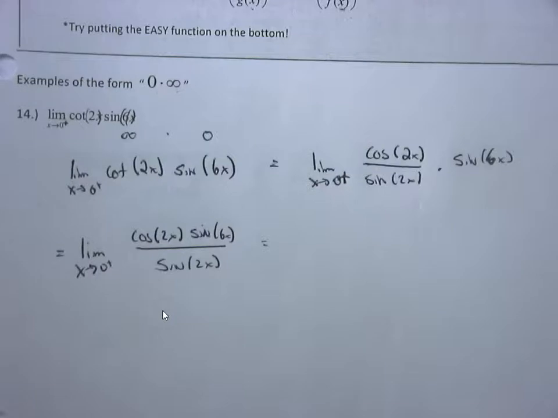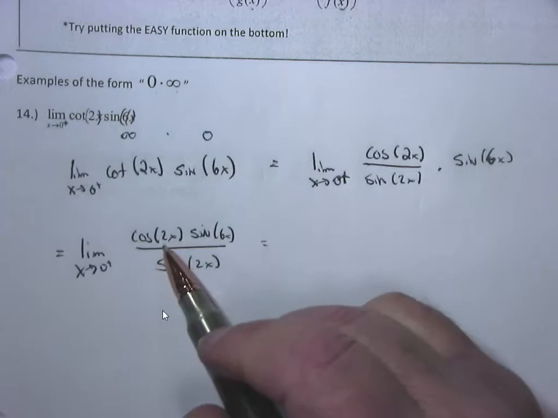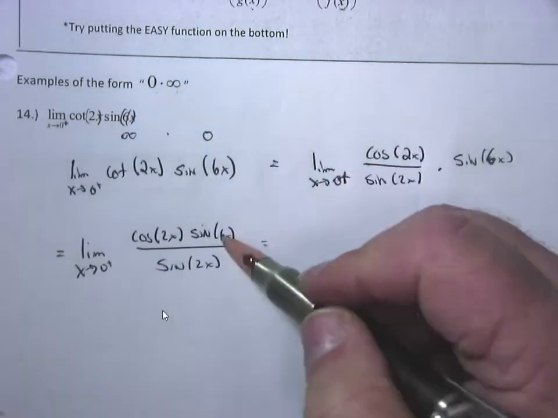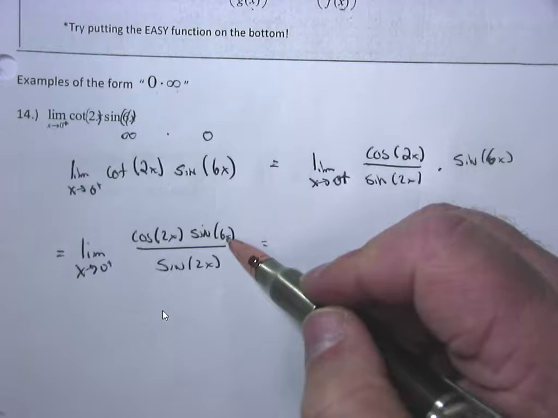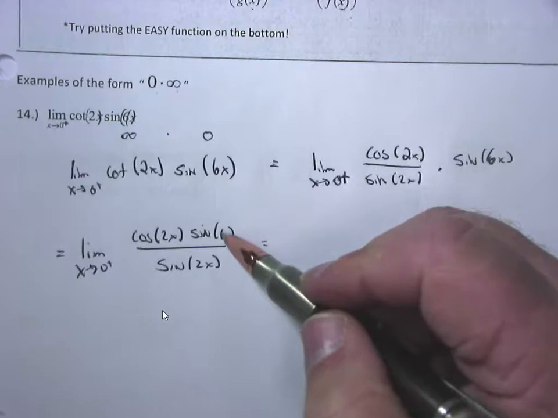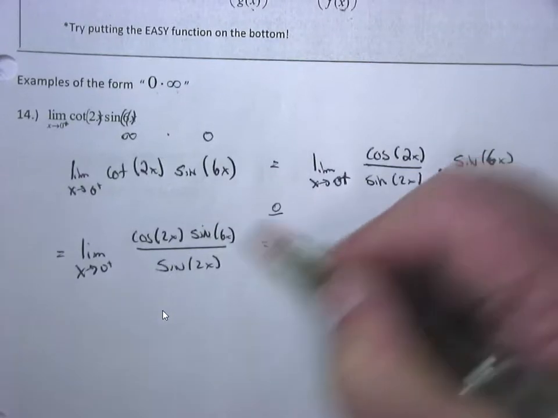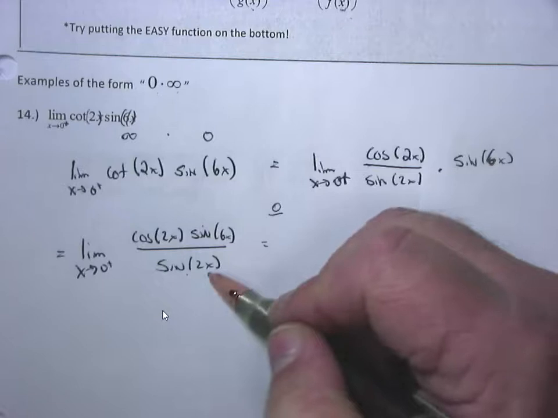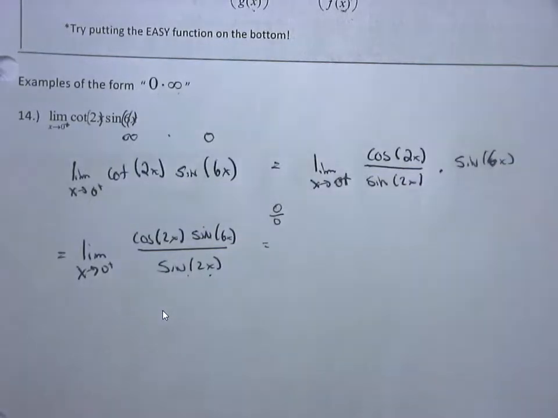But before you try to do any kind of weird L'Hopital's rule, check that it's the right format first. Here we go. Plug in 0. The 2 times 0 is 0. Cosine of 0 is 1. 6 times 0 is 0, but the sine of 0 is 0, and 0 times 1 is 0, over the sine of 2 times 0, which is 0. Sine of 0 is 0. Yep, it's 0 over 0. By doing the algebra on the function, you've turned it into L'Hopital's rule form, 0 over 0.